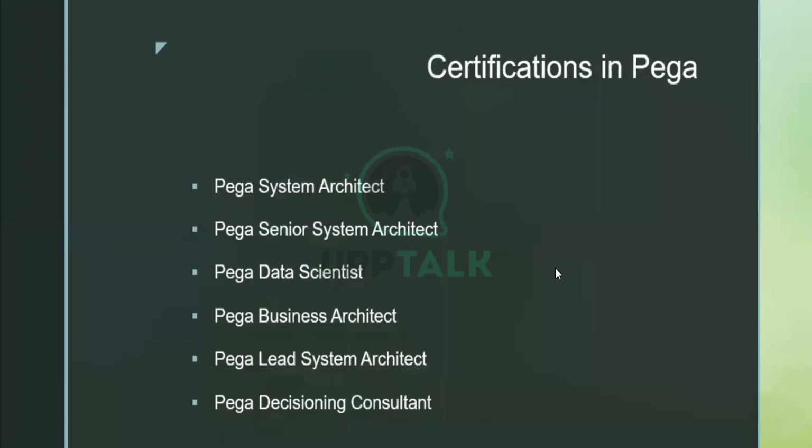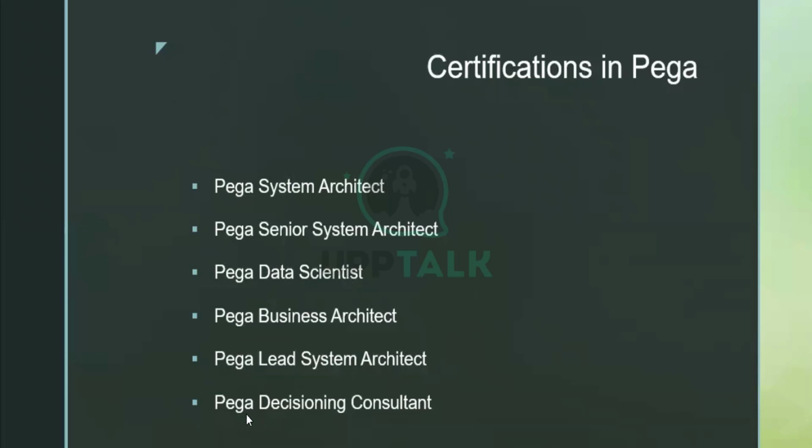Next, what certifications are there in Pega? We have a total of 6 certifications in Pega in the current market. The basic level certification is System Architect, the intermediate level is Pega Senior System Architect, and the top level certificate is Pega Lead System Architect. These three certifications come under Pega PRPC developer.